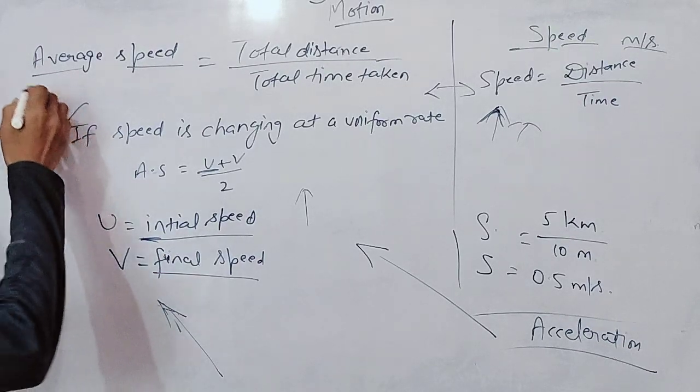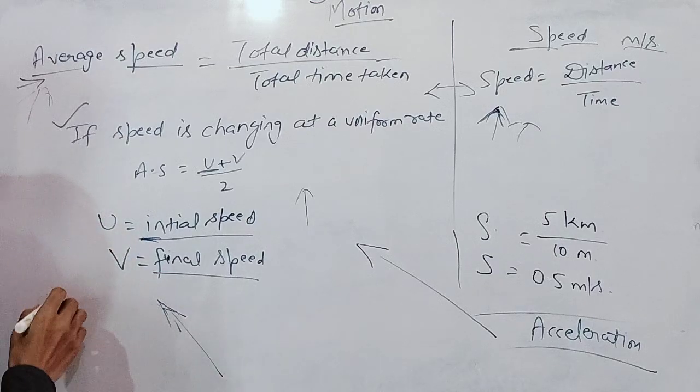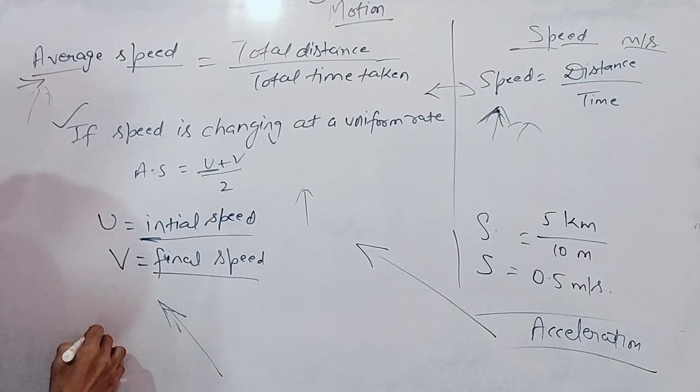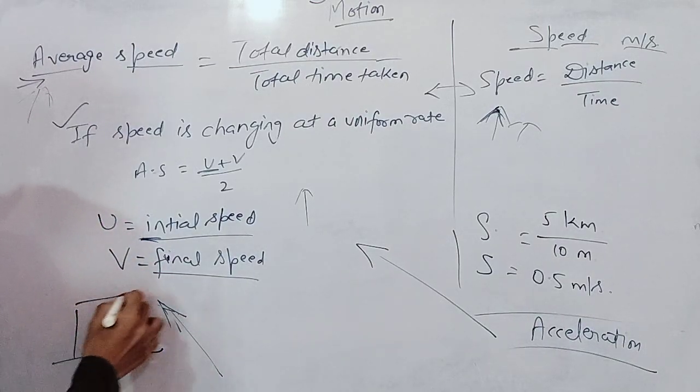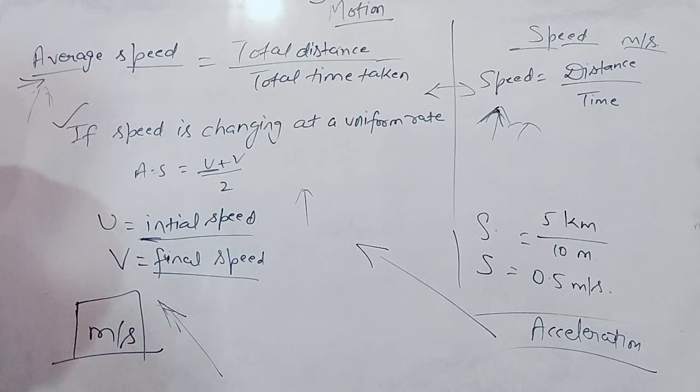Now here, what is the SI unit of average speed? Same, meter per second. Nothing is changed. Meter per second. Clear? Nothing is changed.